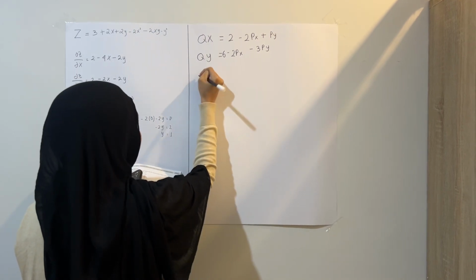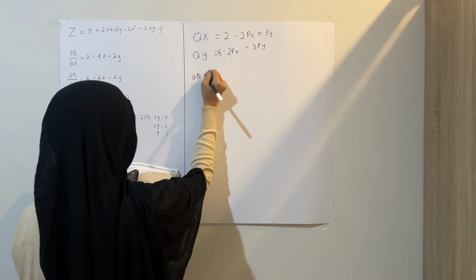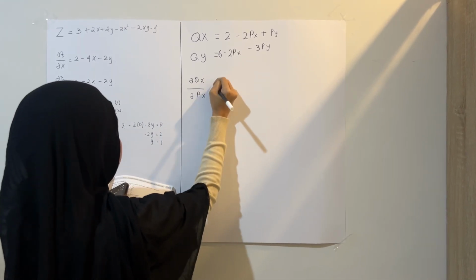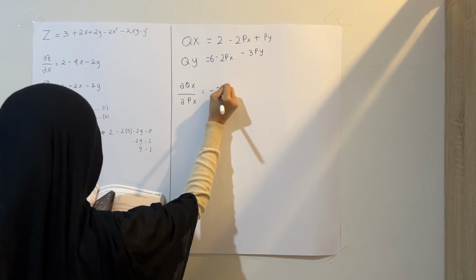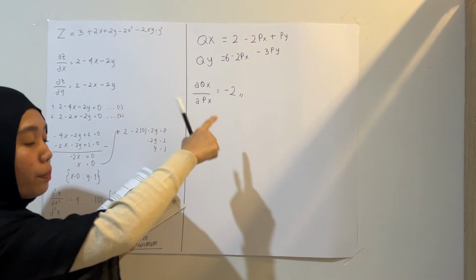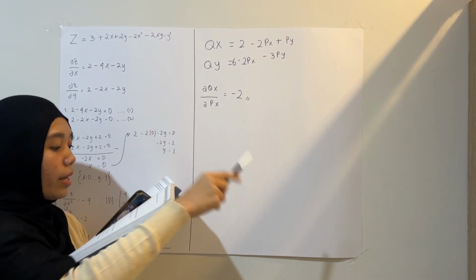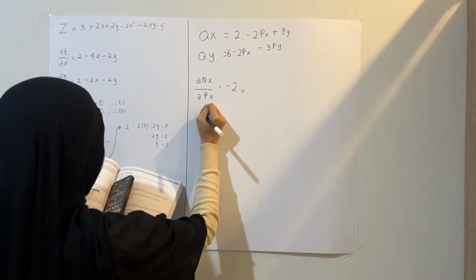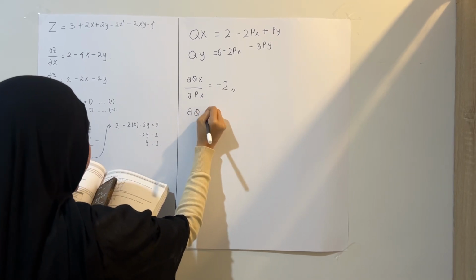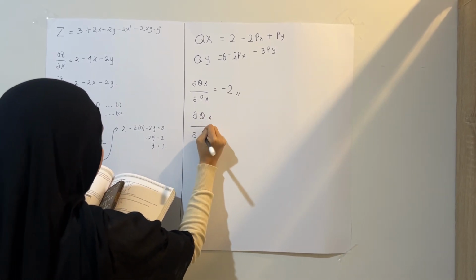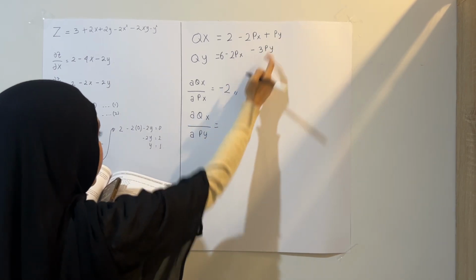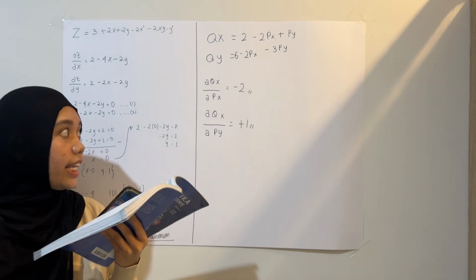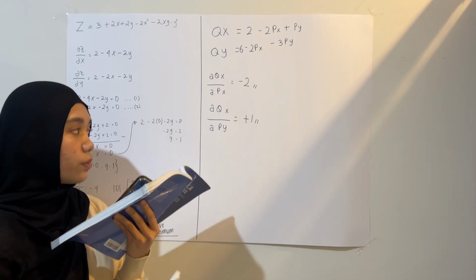So, dou Kx per dou px is minus 2. This means when the price of x increases, the demand for x decreases by 2 units. Next, for py, dou Kx per dou py is plus 1. This means when the price of y increases, the demand for x increases by 1 unit.